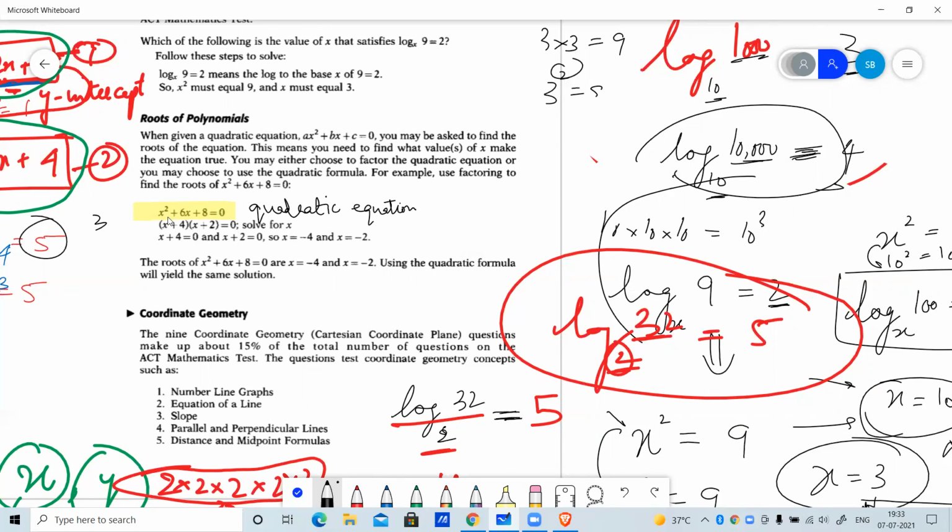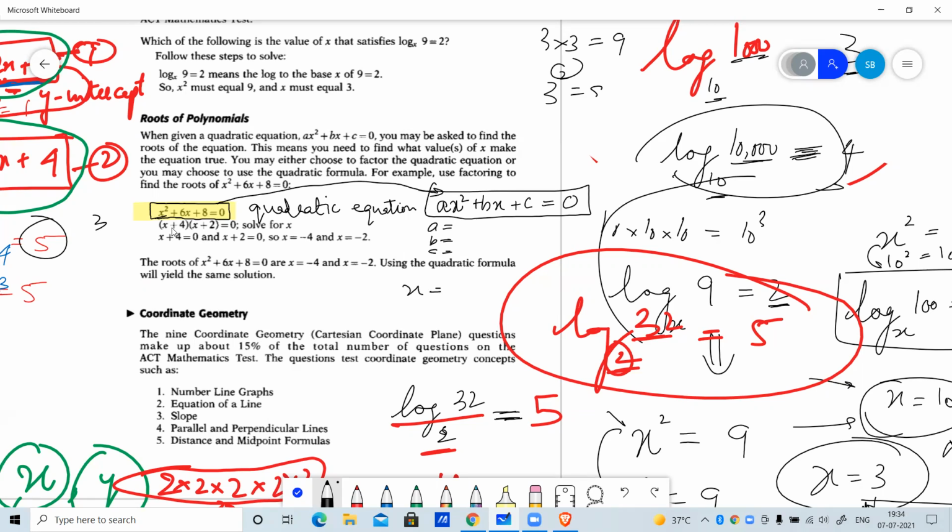So for this, we're having the highest power as 2, and we can calculate it by comparing it with the general form ax squared plus bx plus c equals 0. So this will be the general form, and we can compare x squared plus 6x plus 8 with ax squared plus bx plus c, and we will calculate the value of a, b, and c, and put in the calculator to calculate the x values.